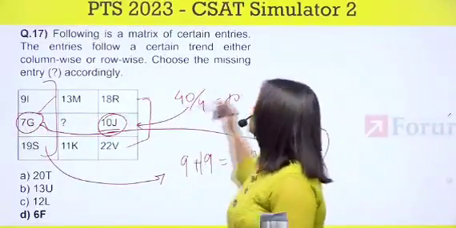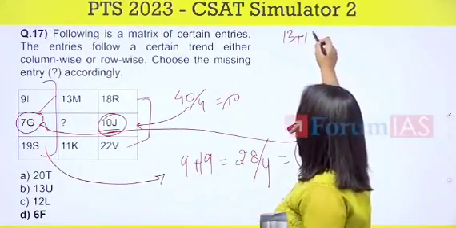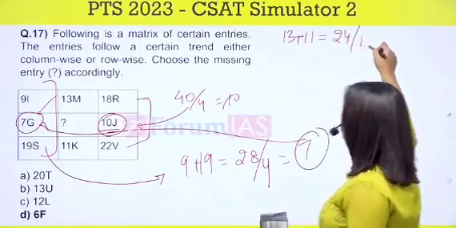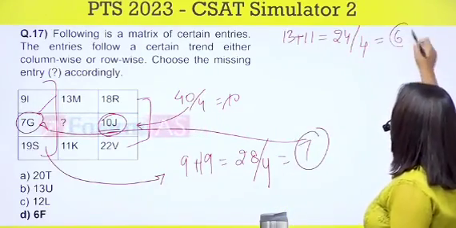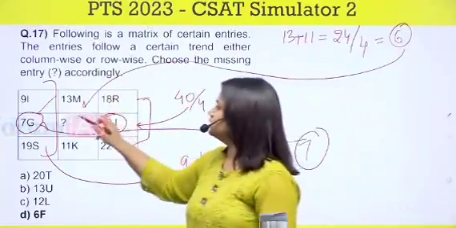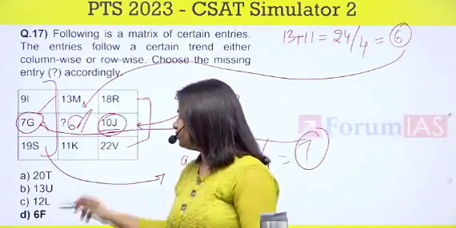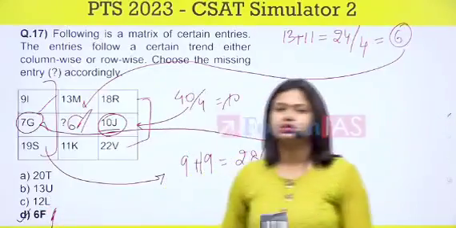Now all I have to do is 13 plus 11, which is 24. Divide it by 4 and I get 6. And my correct answer here is 6. Corresponding to 6, what is the alphabet? It is F. So my answer becomes 6F.